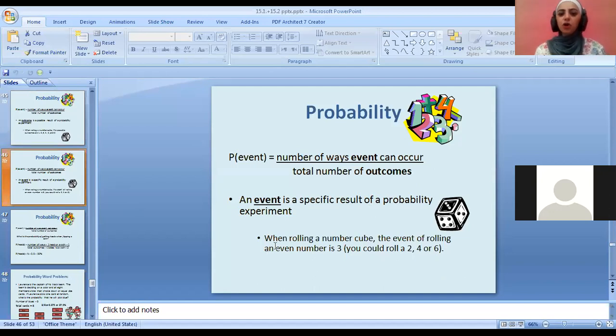So for example, when you roll a dice, the event of rolling an even number, how many even numbers do we have in the dice? We have only 3 even numbers, 2, 4, or 6. So these are the outcomes of rolling a dice to get an even number.